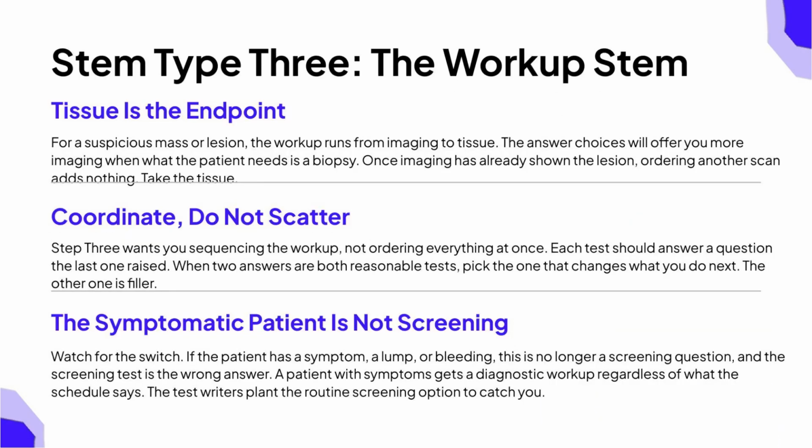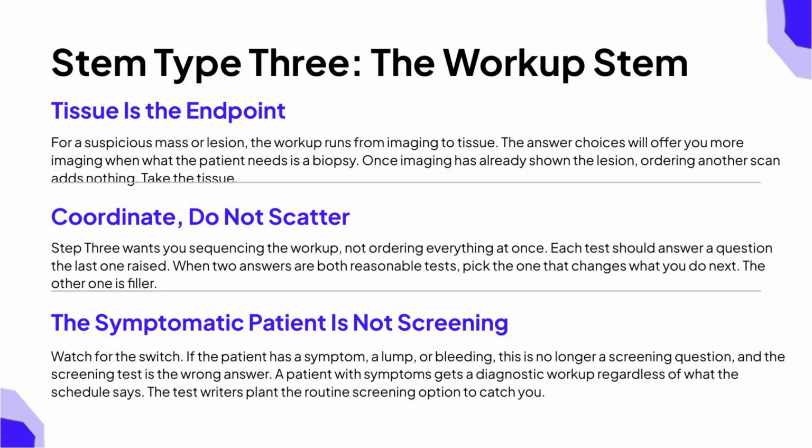Stem type 3 is the diagnostic workup stem. First, tissue is the endpoint. For a suspicious mass or lesion, the workup runs from imaging to tissue. The choices will tempt you with more imaging when what the patient needs is a biopsy. Once imaging has already shown you the lesion, another scan adds nothing. Take the tissue. Second, coordinate. Do not scatter. Each test should answer a question the last one raised. When 2 choices are both reasonable tests, pick the one that changes what you do next.